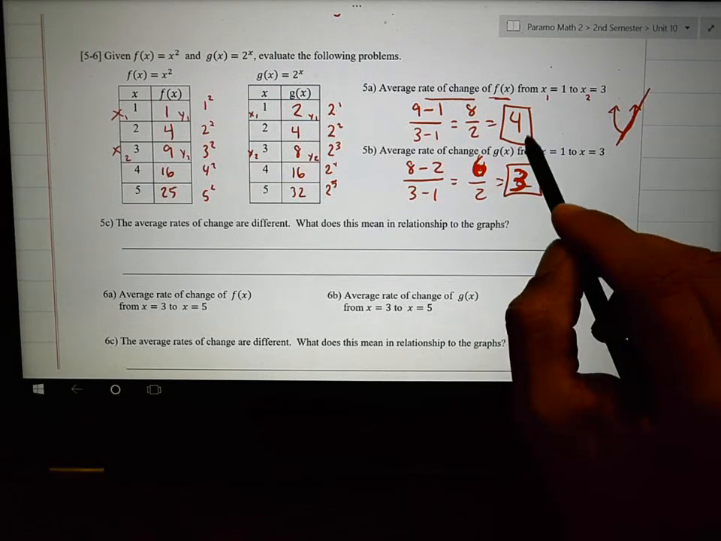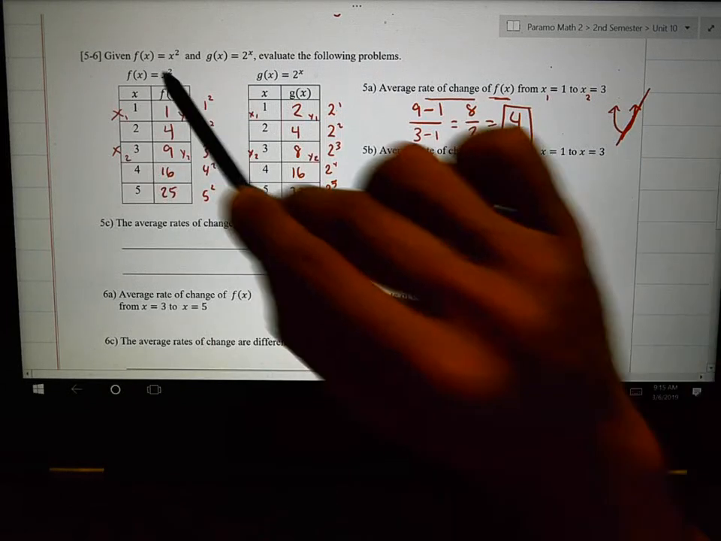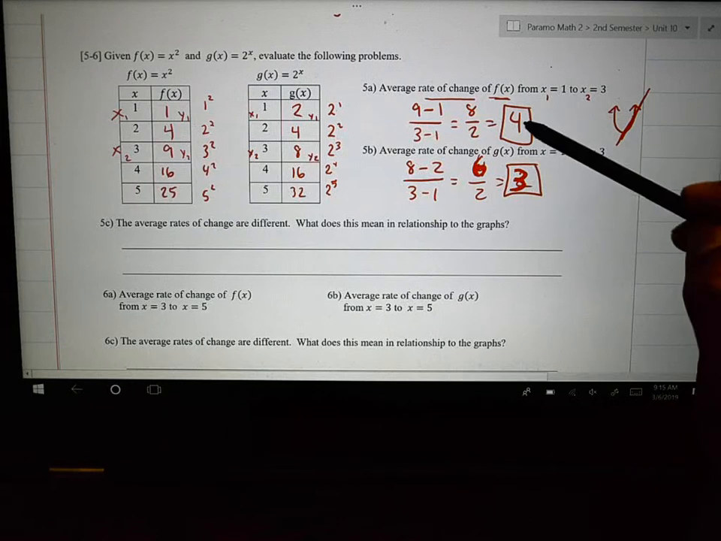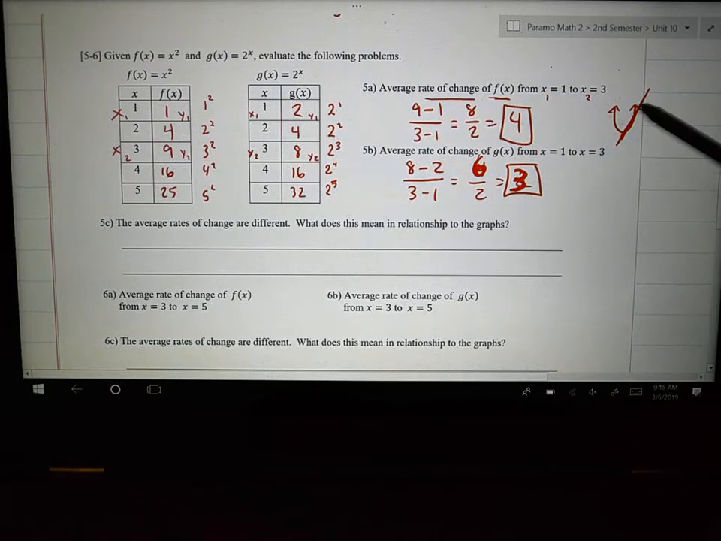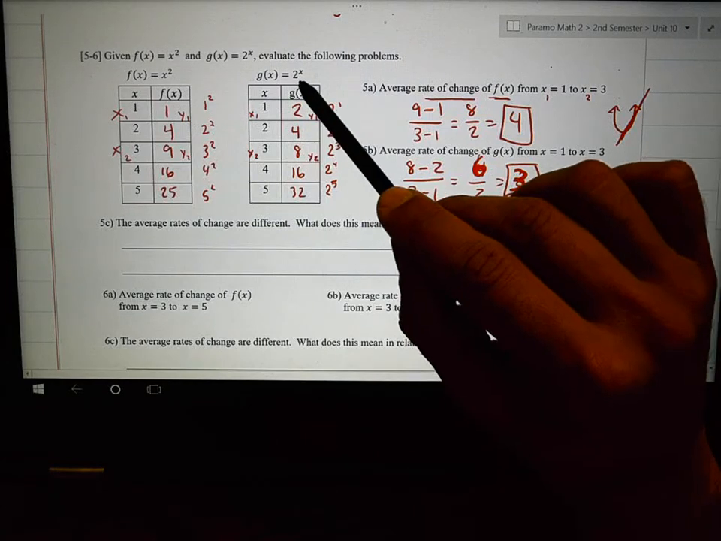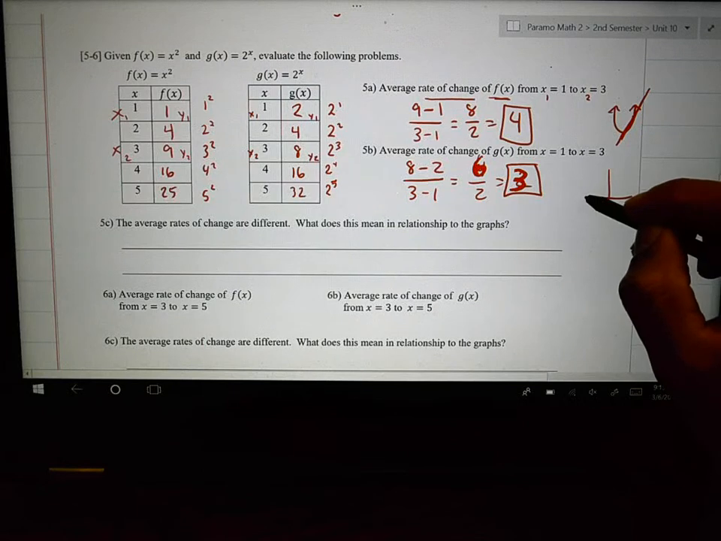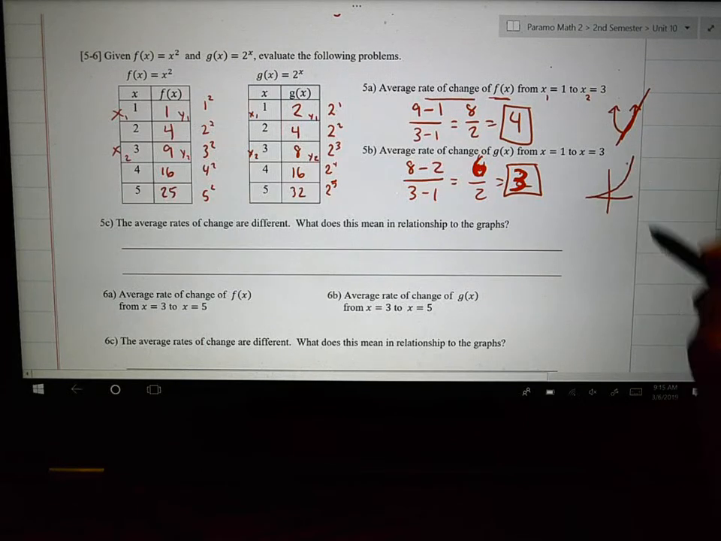So now, what does it mean, though? That the average rate of change of this x squared graph has a steepness or a rate of change of 4, up 4 over 1. Whereas this 2 to the x, I don't know if you remember this from Math 1, is an exponential graph that looks like this.